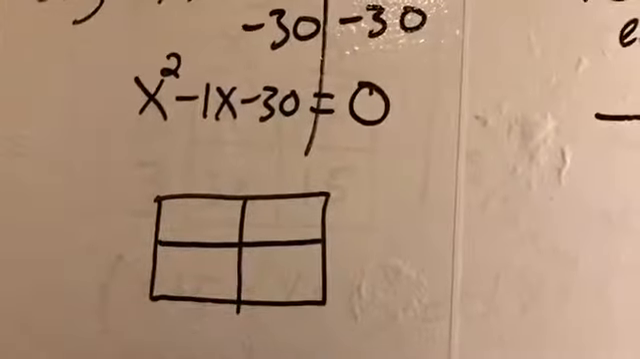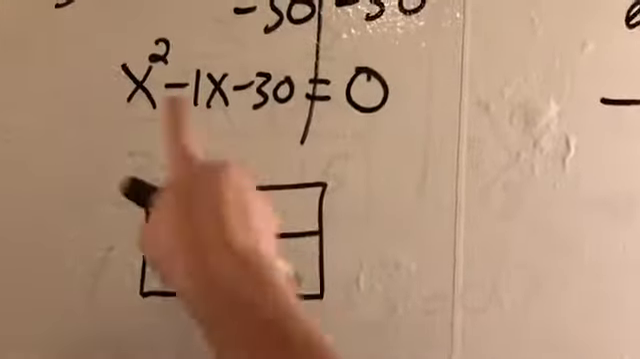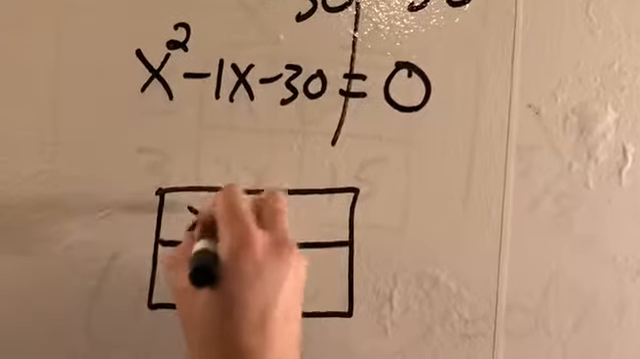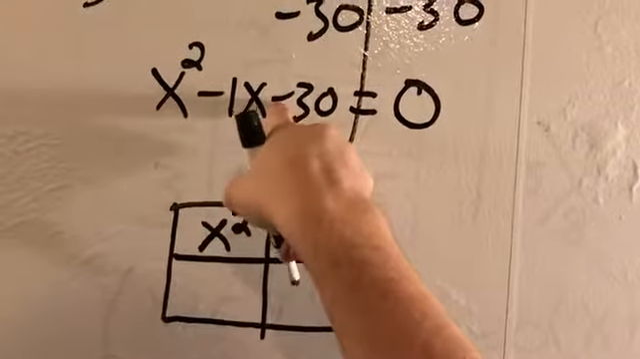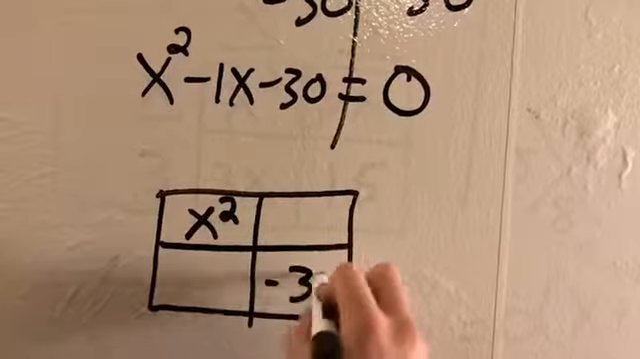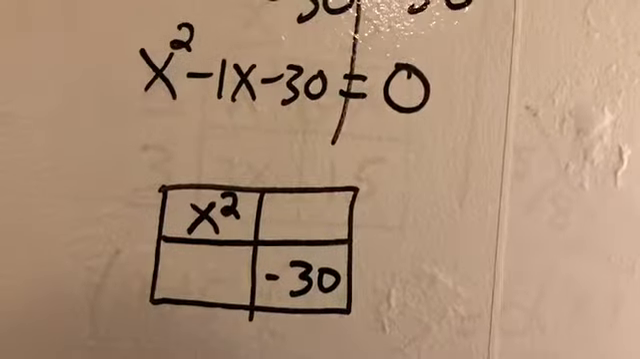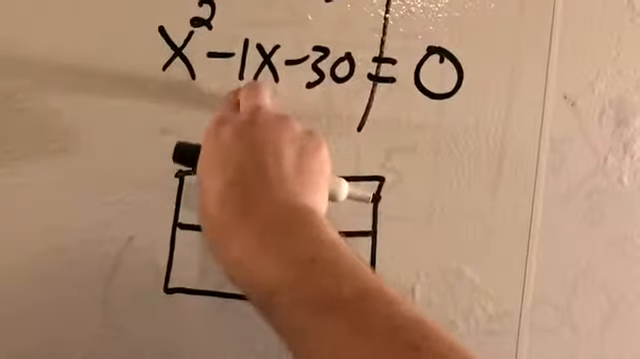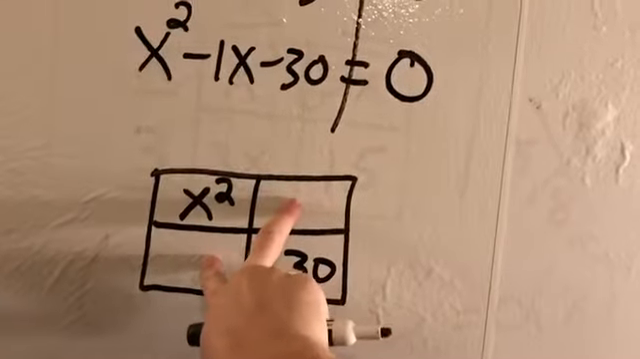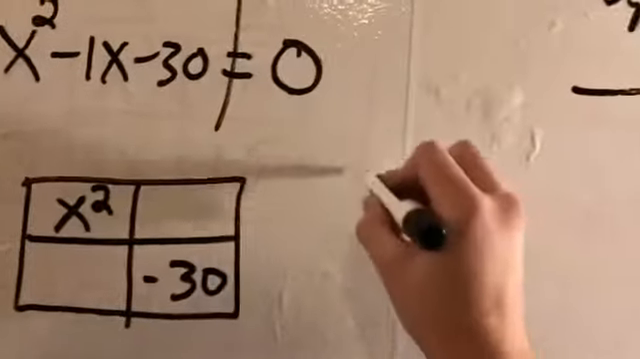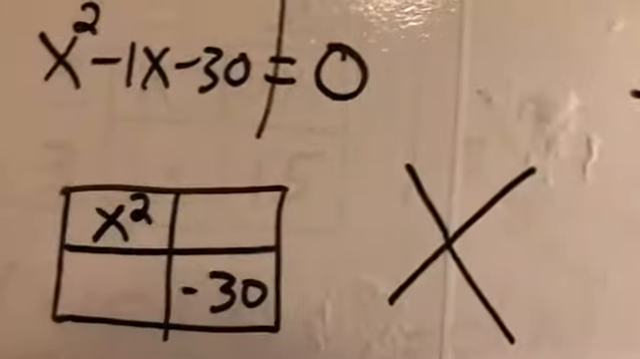Okay, so we're going to set up our area model. Our x squared is always in our top left. Our regular number, including the sign, will go in our bottom. Now we have to figure out how do we split up that negative 1x into these two boxes. And that's where we're going to set up our little diamond puzzle.